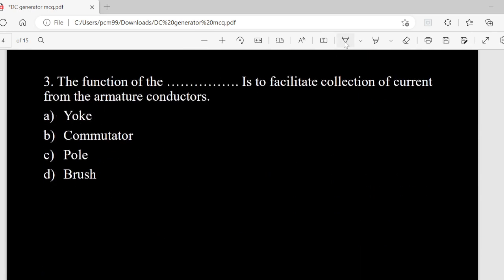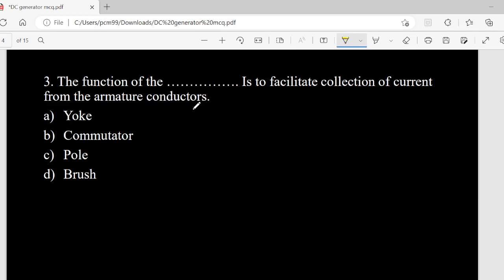Question number 3. The function of the dash is to facilitate collection of current from the armature conductors. Option A yoke, option B commutator, option C pole, and option D brush. The only device which can collect the current from the armature conductor is the commutator.